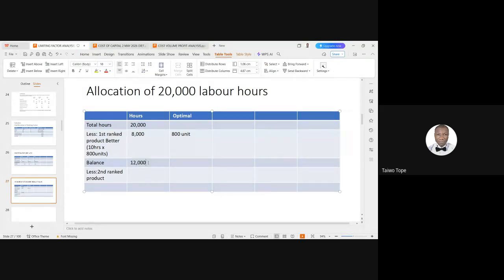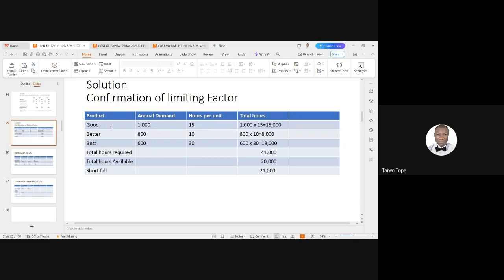This step is also a key point you need to look out for, because when students start solving and get to the last stage, they will get confused. What am I going to do with this balance here? How many units of good can you produce with 12,000 hours? How are you going to know? You ask yourself, how many hours do I need to produce 1 unit of good?